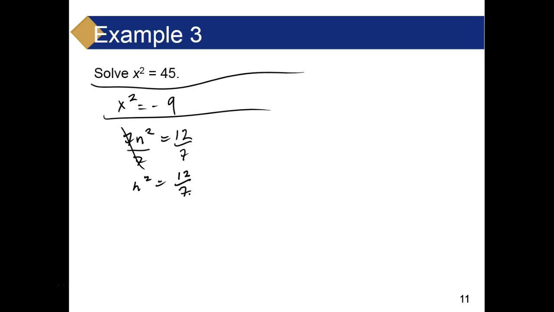All right, what would be the next step? How do you undo a square? Square root. So this would be square root of n squared is n. And how about the right-hand side? Plus or minus, excellent, the square root of 12 over 7. Okay, it's time for the second rule. I was hoping we wouldn't maybe go here, but let's just do it.